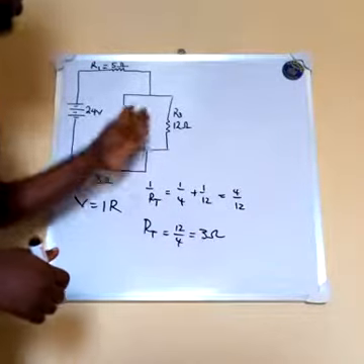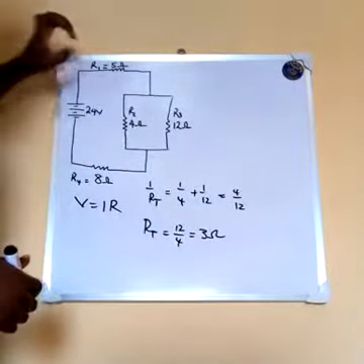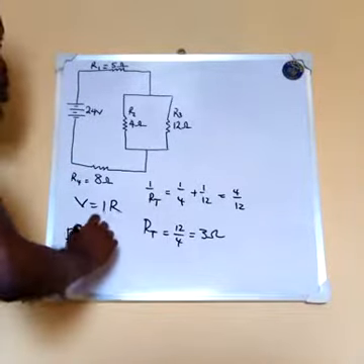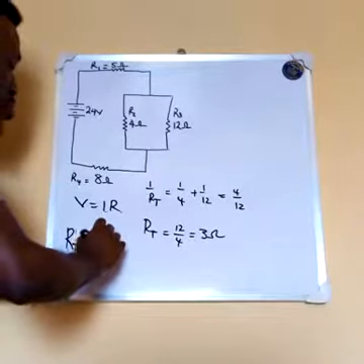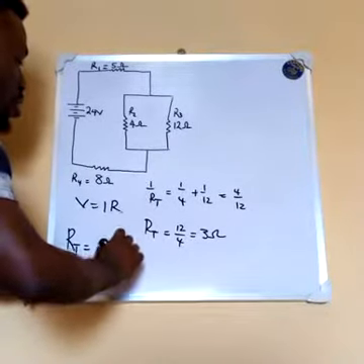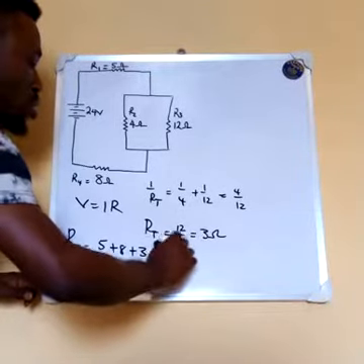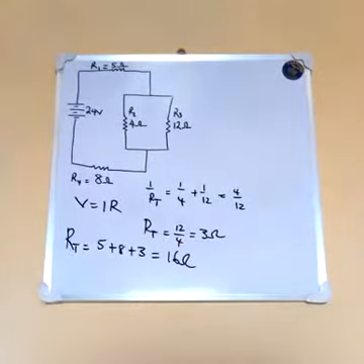Then the 3 ohm is now in series with R1 and R4. So the total resistance in the circuit will be R1, which is 5, plus R4, which is 8, plus the parallel connection, which is 3. Everything will give us 16 ohm. So there is 16 ohm resistance in the circuit.